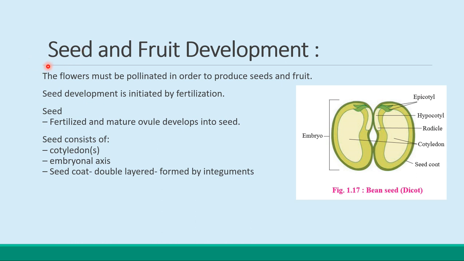Actually, seed development is initiated by fertilization, and the integuments of the fertilized ovule persist and get transformed into the seed coat of the matured seed.